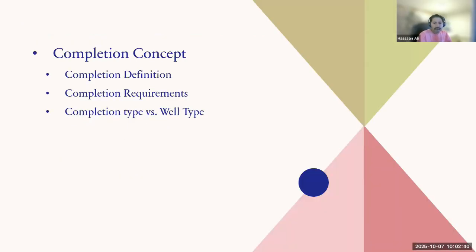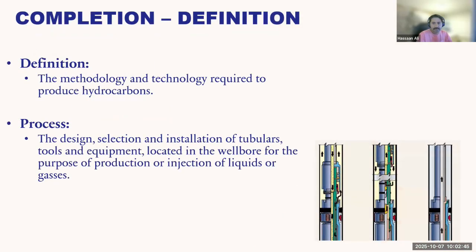So let's talk about why the completion is important and what role downhole completions play in the production of an oil and gas well. The definition of downhole completion is the methodology and technology required to produce hydrocarbons. That means selection of tubing, components, and hardware to produce all that oil and gas stored in a reservoir. The process involves designing, selecting, and installing tubulars, tools, and equipment located in the wellbore for the purpose of production and injection of liquid.